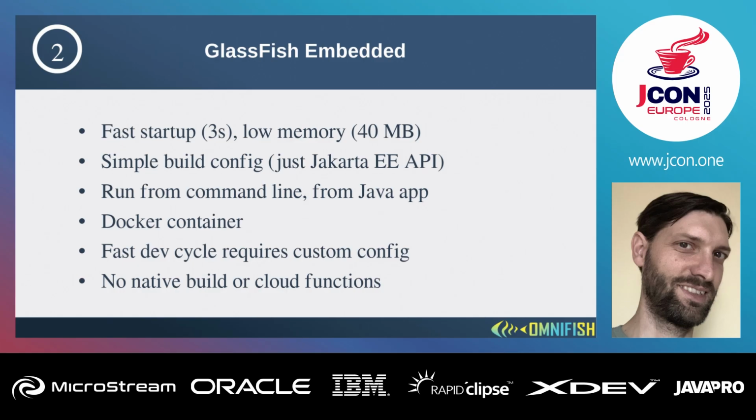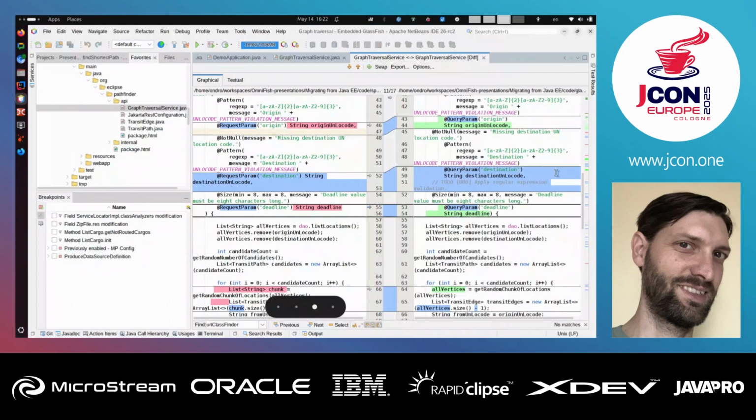But again, it's not useful for native builds and cloud functions, because it's basically the GlassFish server just optimized for running microservices and smaller applications. It can deploy multiple applications, but that's not the best use case. It's optimized to run one application. By default, it deploys it on the empty context root, so it's quite natural how it works. I can actually show you.